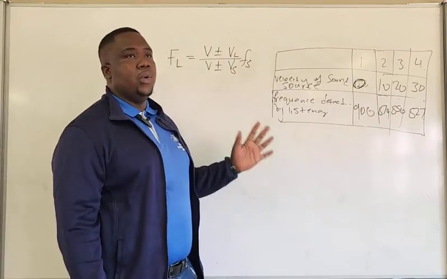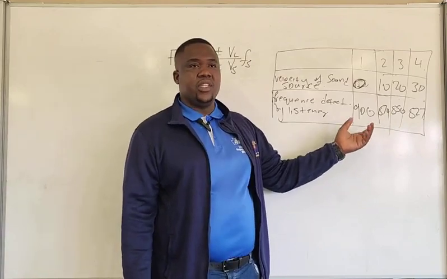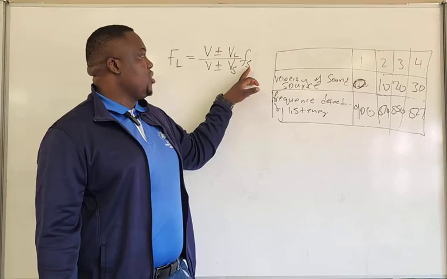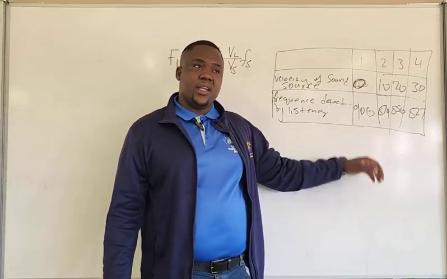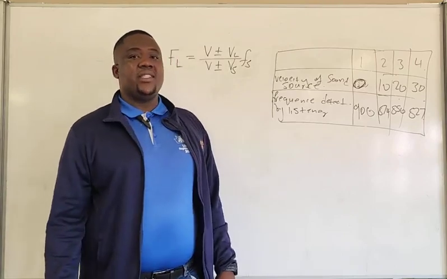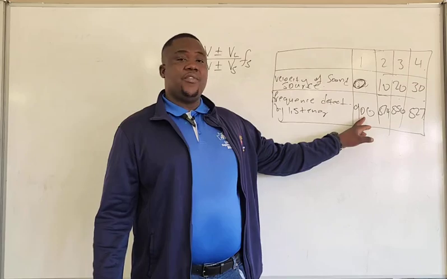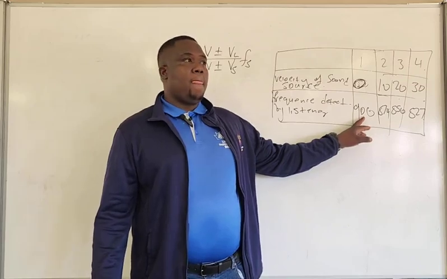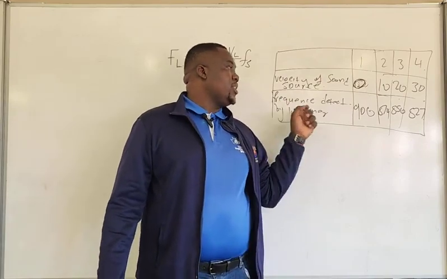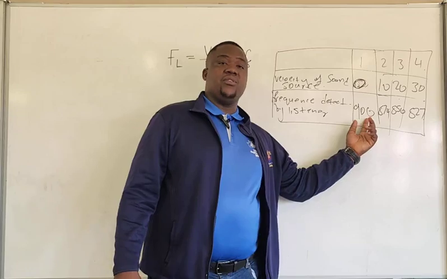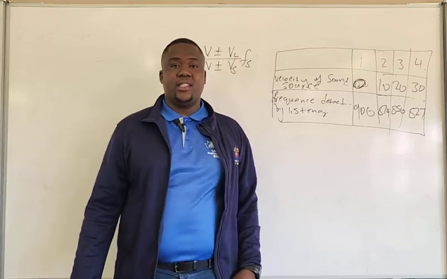But what we are able to draw from this equation is that the frequency of the source is 900. Why am I saying 900? This information makes me understand. I know that here it is written frequency detected by a listener, but this is the frequency of the source. Why am I saying that?